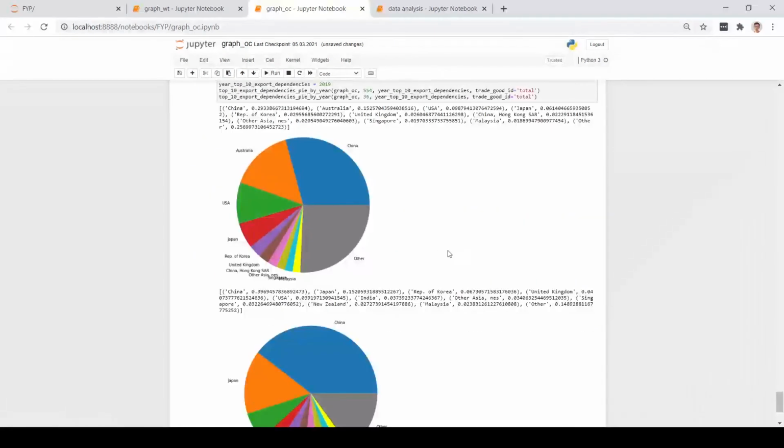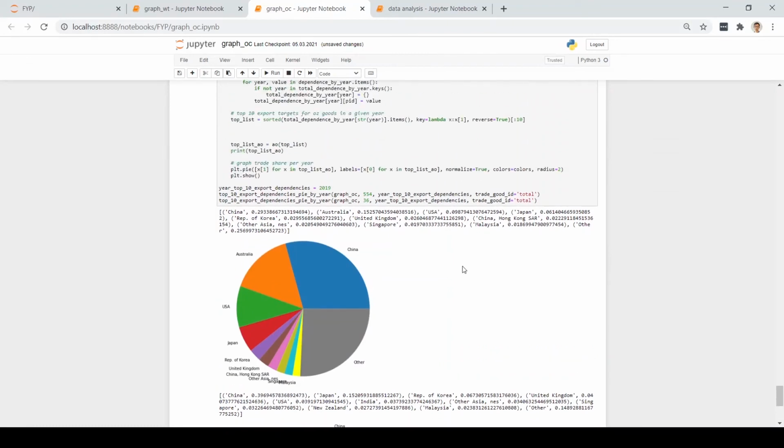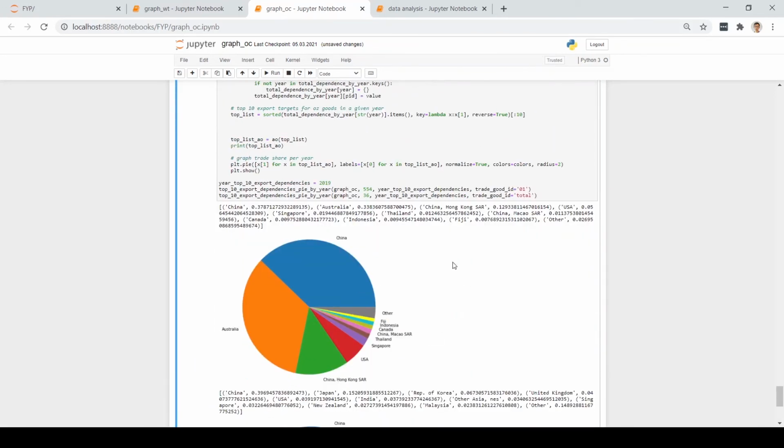Finally, the final visualization tool is a pie chart for different trade good IDs, different exporters. So this graph at the top here shows New Zealand's total exports in the year 2019. So for example, if we change the trade good ID to something like 01, we will see instead the proportions of exports of this particular trade good.